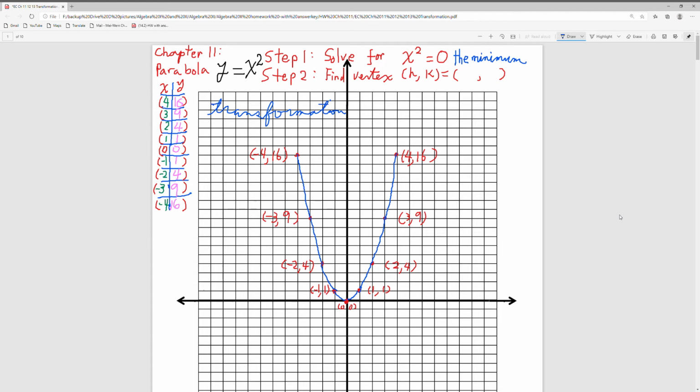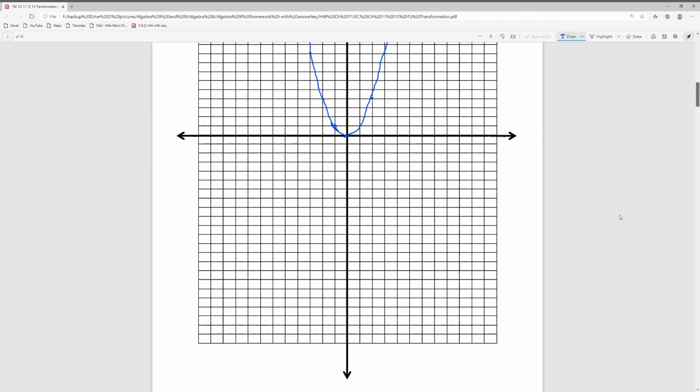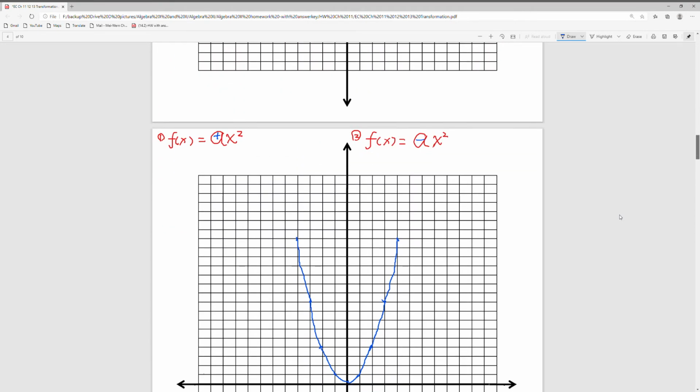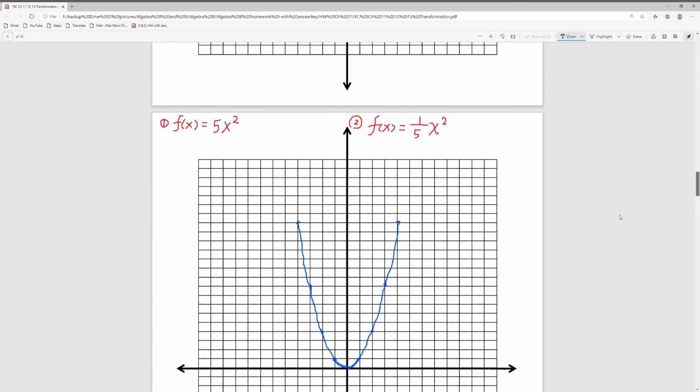Transformation. So the idea of the transformation is that the vertex of the parabola is not always at 0, 0. It may be here, maybe upside down, maybe somewhere here. Now, it's not too hard to graph the parabola, but when we come to chapter 12 and chapter 13, let me show you.